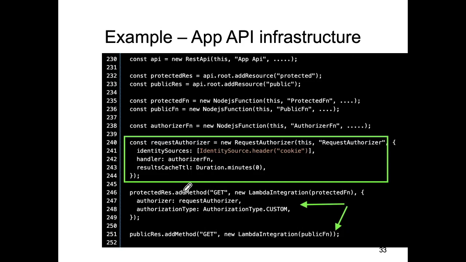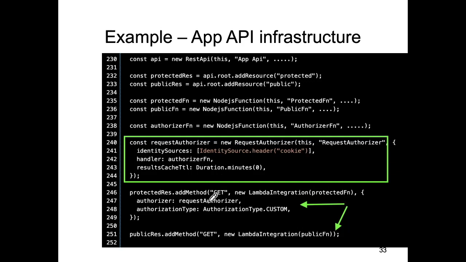So here I'm adding a new endpoint, or a new resource, to my web API. It's for HTTP GET requests. It's going to be integrated with a backend Lambda, which is one of the two Lambdas that I've defined at the top here. But what's new is these two parts here.